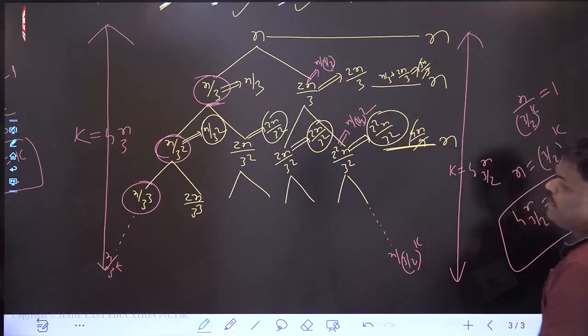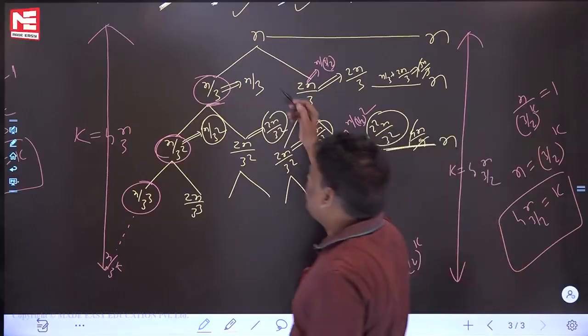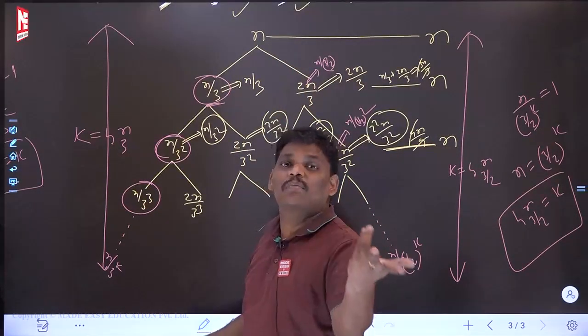Can you help me now? Left height, log n base 3. Right height, log n base 3 by 2. Why is the left height log n base 3? What is the reason? Left is always divided by 3. If you always divide by 3, by 3, by 3, log n base 3 will come.